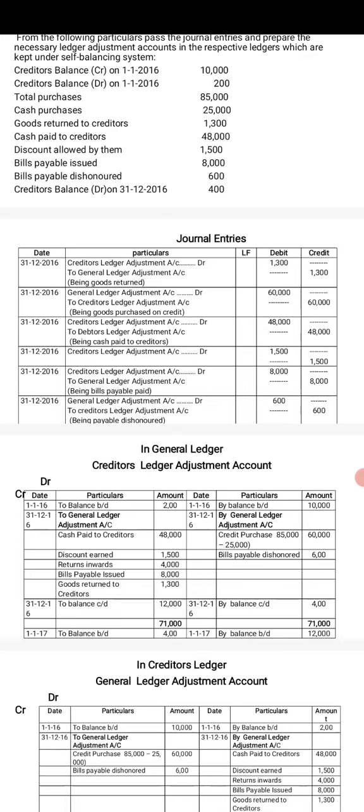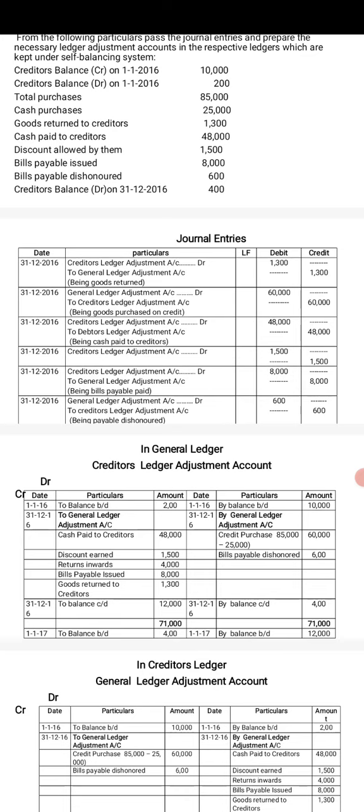Now we will prepare the general ledger. In the general ledger, we have to prepare the creditors ledger adjustment account. So first you have to write the opening balance under the credit side, by balance brought down 10,000. Again, the given opening debit balance of creditors, that is to balance brought down 200. Now you have to pass the entry under the credit side as by general ledger adjustment account.